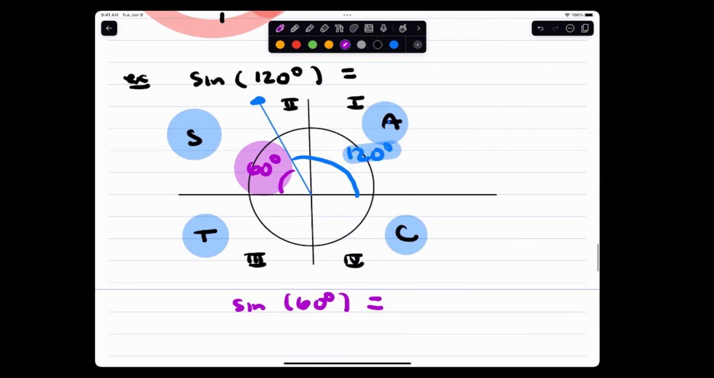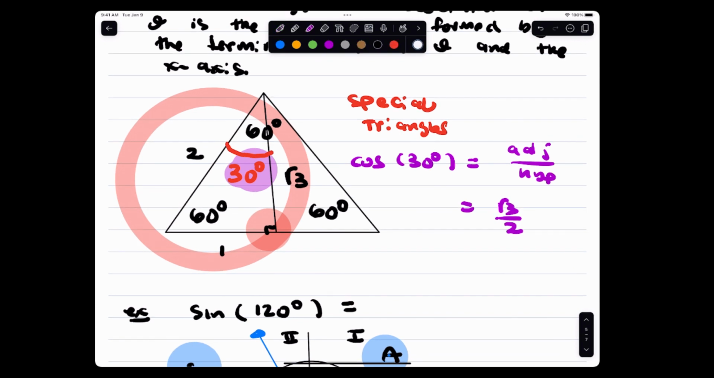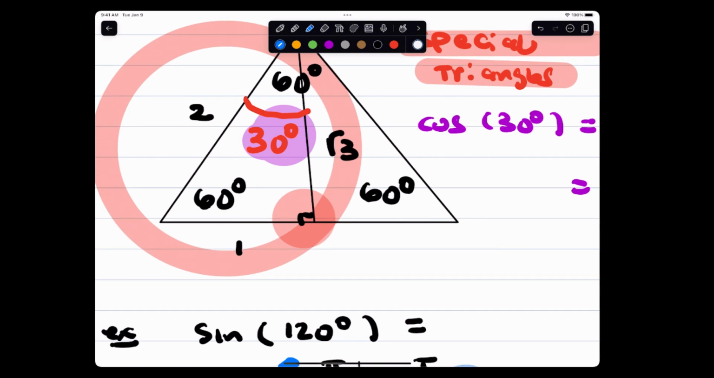You guys see what I'm saying? How do you find sine of 60? Use your special triangle. What is sine of 60? What's the definition? Opposite over hypotenuse, okay? Isn't sine 60, here's my 60 degrees, opposite over hypotenuse, square root of 3 over 2.